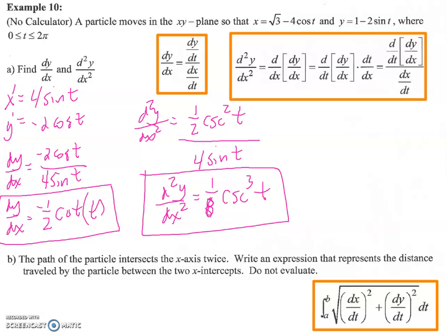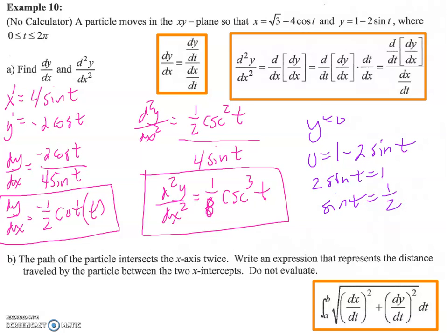Part B is asking where the path of the particle intersects the x-axis. Alright, so what we're looking for are x-intercepts. We know that x-intercepts occur when y is equal to 0. I'm going to come up here and set y equal to 0 to find my a and b values. So we've got 0 is equal to 1 minus 2 sine of t. So what we have is 2 sine t is equal to 1. Sine of t is equal to 1/2.